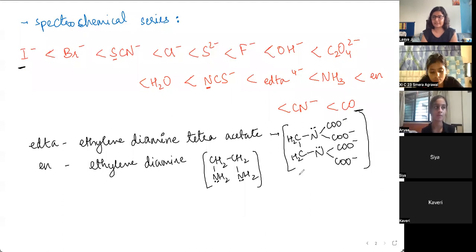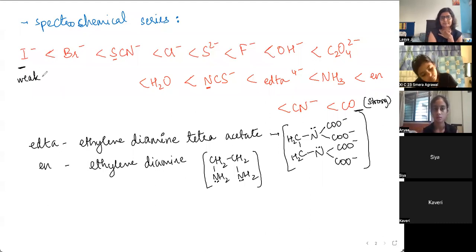So if you have a solution with I and NH3, since I is a stronger ligand, it will go and attack the metal and not NH3. Basically it's a preference. So CO is the most, and this is the least. So these are all strong ligands, and these are weak ligands.